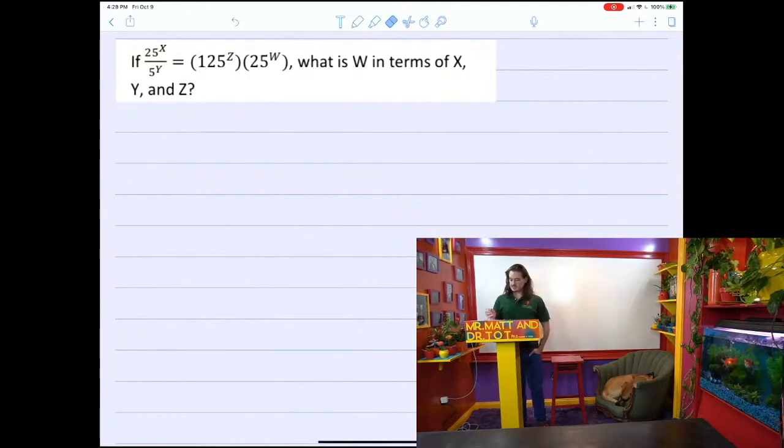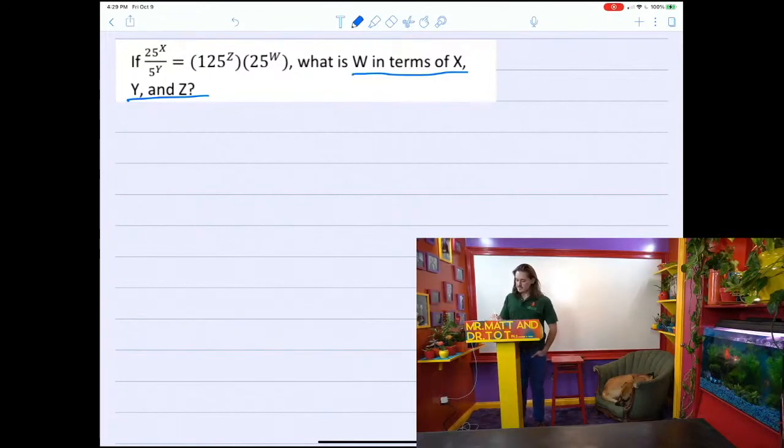Okay, so let's look at this guy. Remember, when they say "what is W in terms of X, Y, and Z," that's just a really fancy way of saying get W by itself, isolate for W. What's on the other side of the equal sign that contains the variables X, Y, and Z is your answer. So it just means isolate for W.